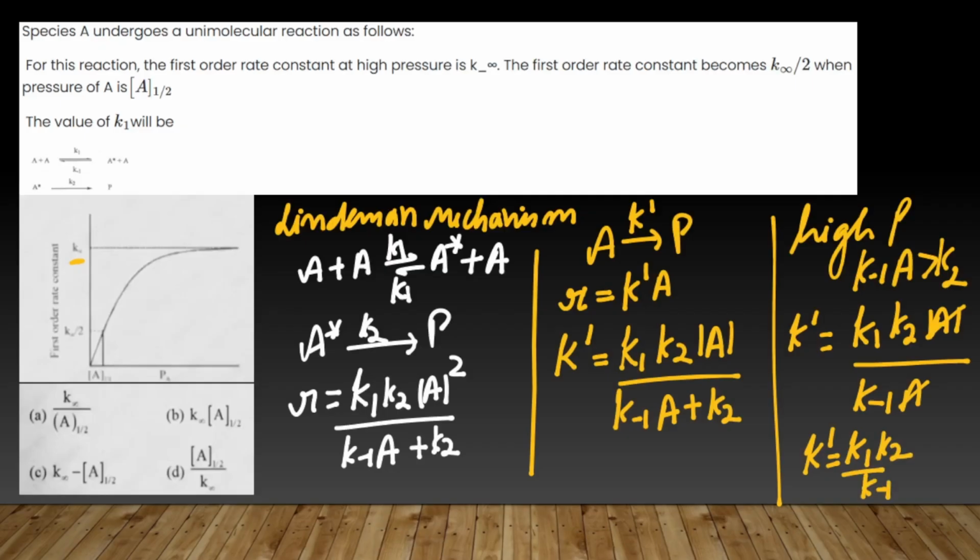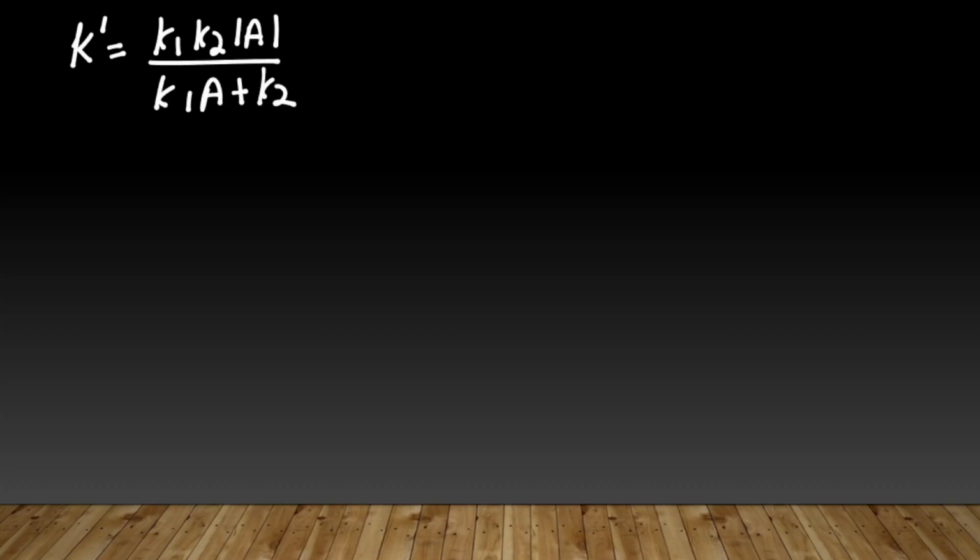This is already given to us: the first order rate constant at higher pressure is nothing but K infinity. So K infinity is nothing but this ratio, K1 into K2 upon K inverse. So now we have this expression for the observed rate constant, which is K1 into K2 into A upon K inverse of A plus K2. This is the expression you have.